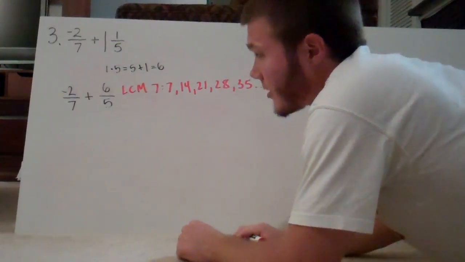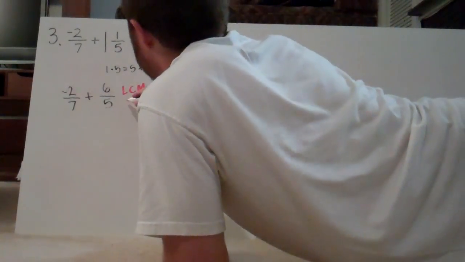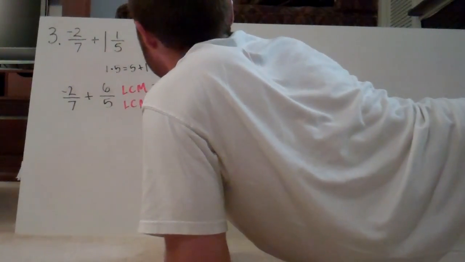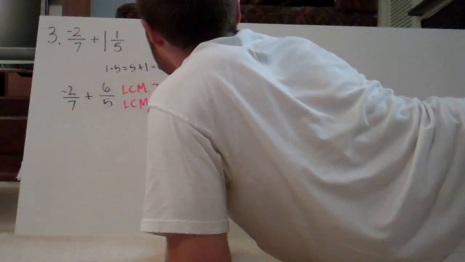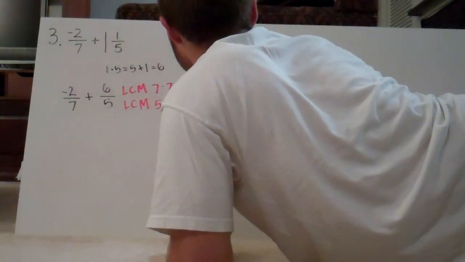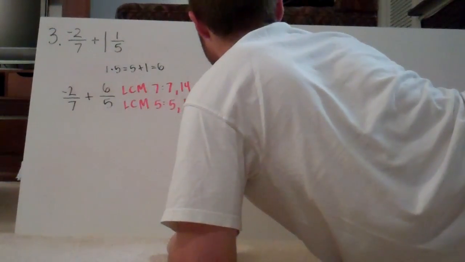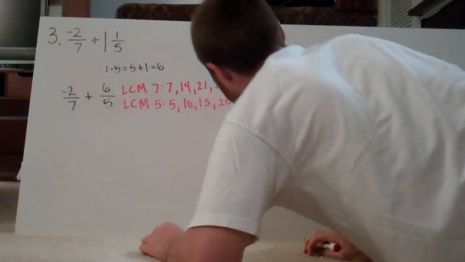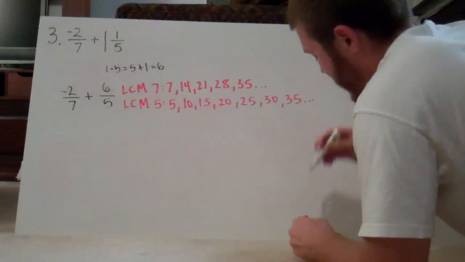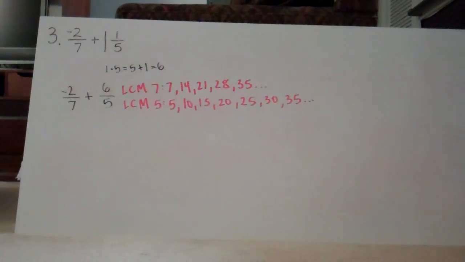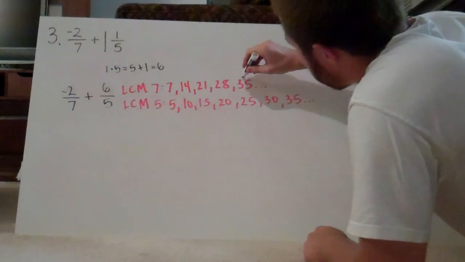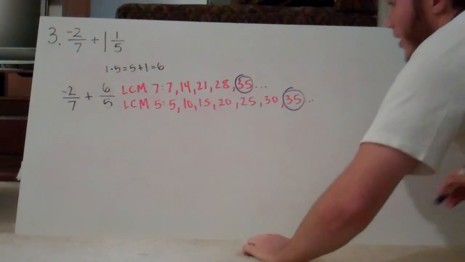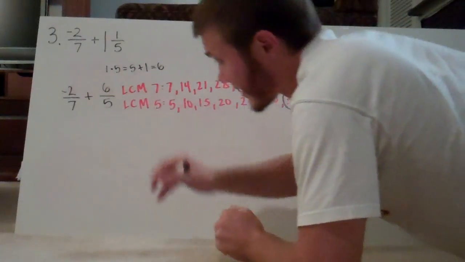Alright, now, multiples of 5. Write that in there. LCM. 5 is 5, 10, 15, 20, 25, 30, 35. Finally, I got to my least common multiple. The first number to show up for both of them is 35, so that's the number I'm going to use for my denominator. Alright, now I got negative 2 sevenths.